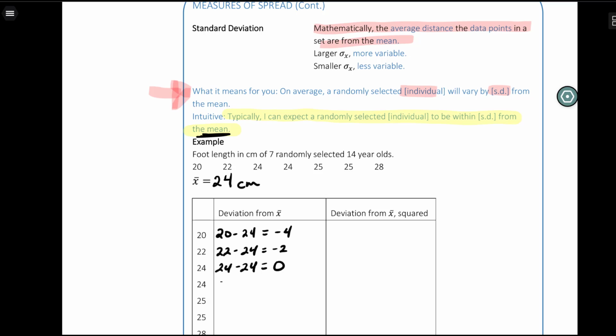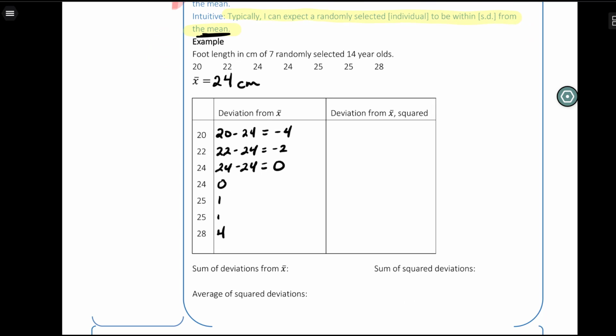And now we can start to see the pattern. That's going to be 0. 25 minus 24 is 1, 1, and then 28 minus 24 is 4. Okay? Now, what we would just say is, all right, let's take a look at what's the average deviation. So let's add up all of these deviations, right? If we add up all these deviations, we end up with -4 plus -2 plus 0 plus 0 plus 1 plus 1 plus 4. If you're kind of savvy here, you can start to see what's going to happen.